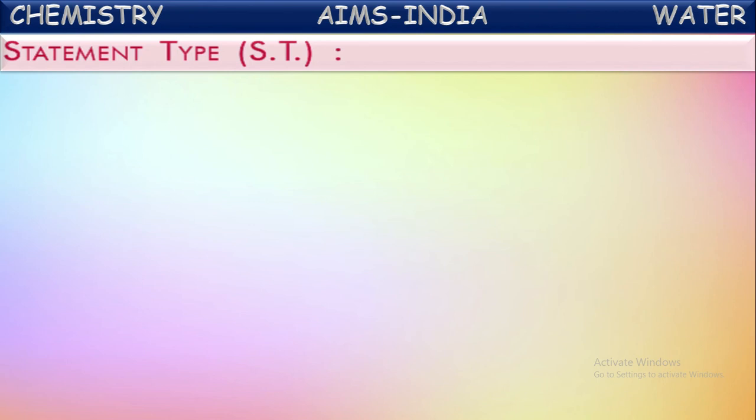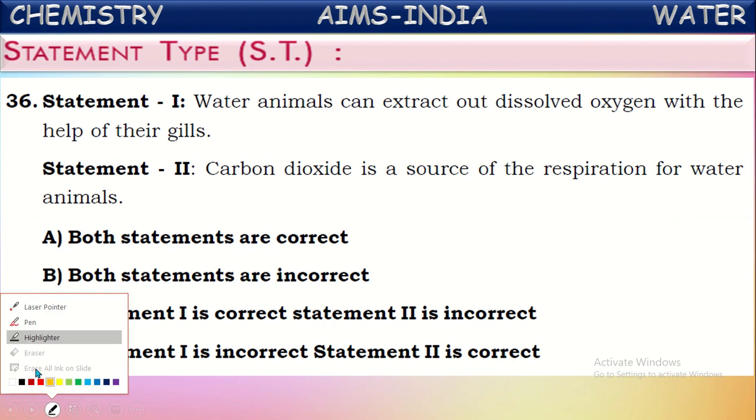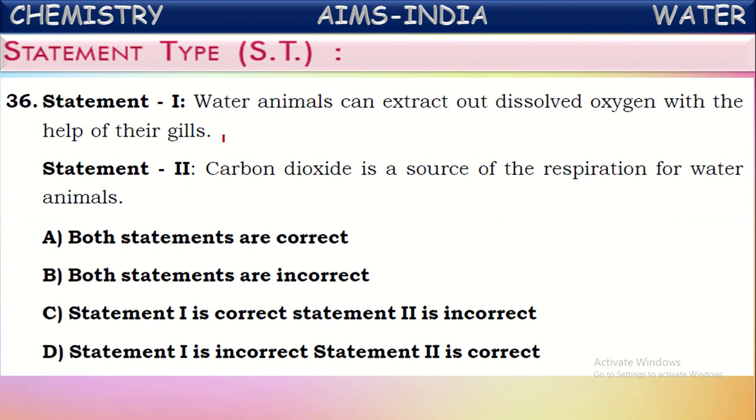Next, statement type questions. See the question here. Water animals can extract out dissolved oxygen with the help of their gills. Yes, it is correct, isn't it? The water animals like fish, they can extract oxygen gas dissolved in the water through their gills. It is correct.